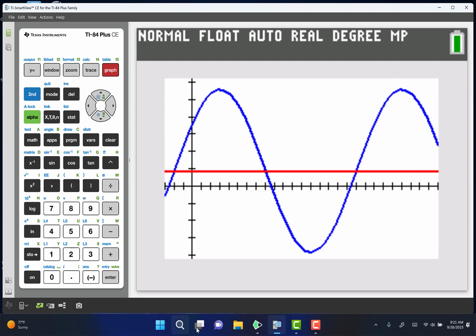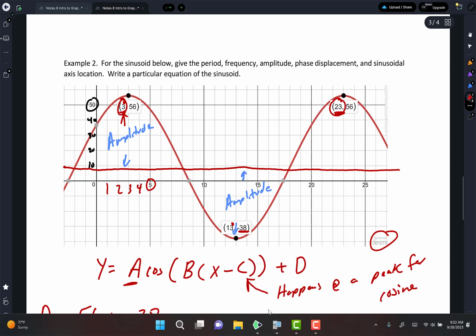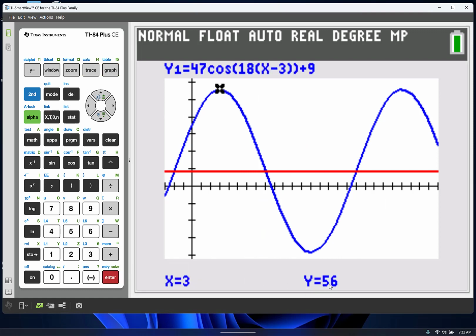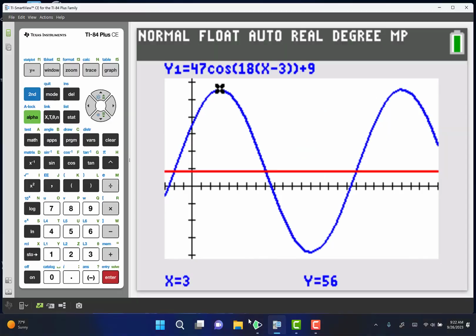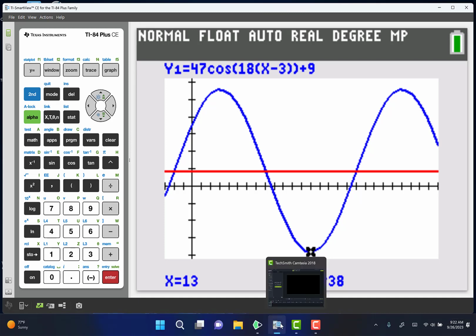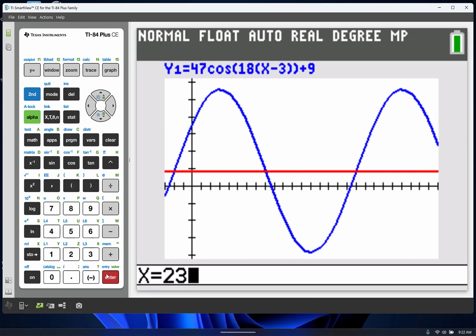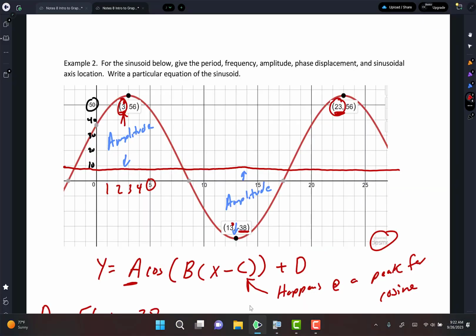That was a cough, okay. Let's see, guys, if we get these exact values. At 3, I better be at 56. Push the trace button. Trace, 3. Enter. Does it say 56? Yes. Push the 13 and see if you get negative 38. 13, enter. Do I get negative 38? And then one more, 23, and see if you get 56. 23, enter. And look at that. Cool or not cool? Okay. We got one more, guys, and then we're done.